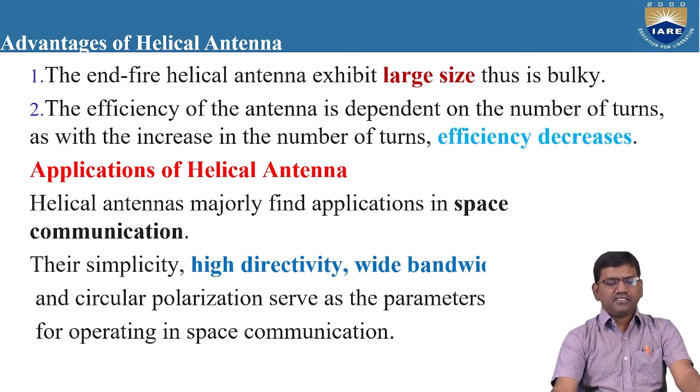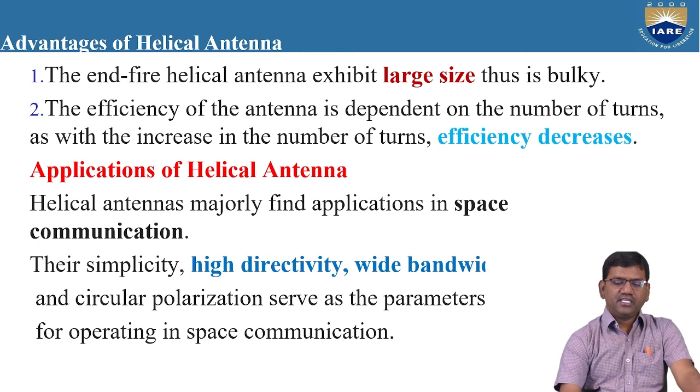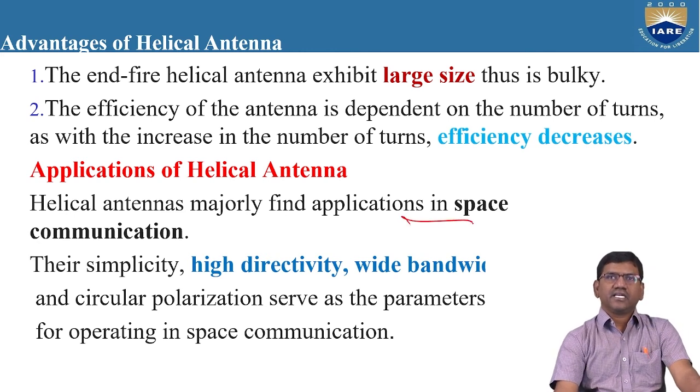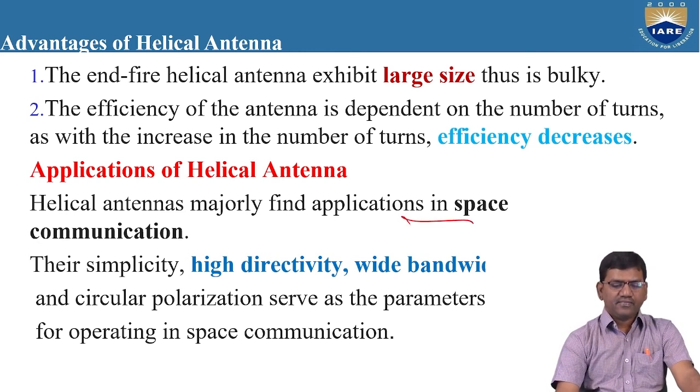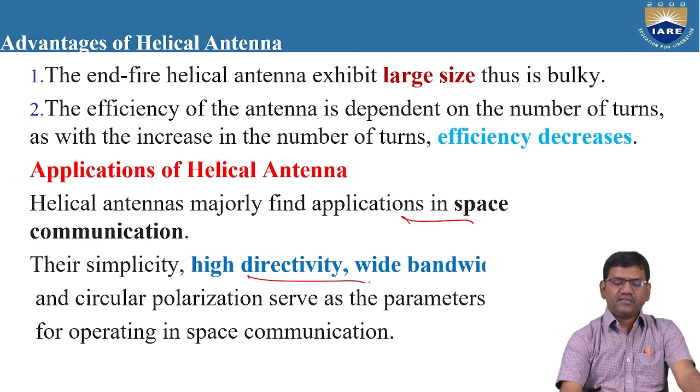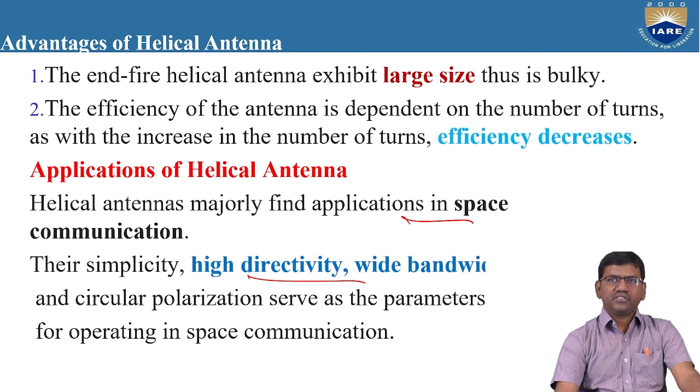And now the applications of the helical antenna. Majorly in space communications or satellite communications, we use this helical antenna. Why? Because it has high directivity, a wider bandwidth, and also circular polarization. Due to these parameters, these are widely used for space communication. Due to the high directivity and wide bandwidth, it is used in military satellite communications, right?